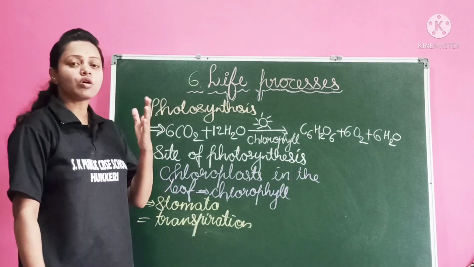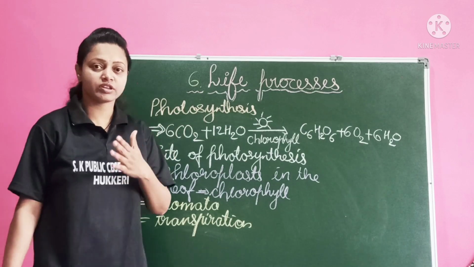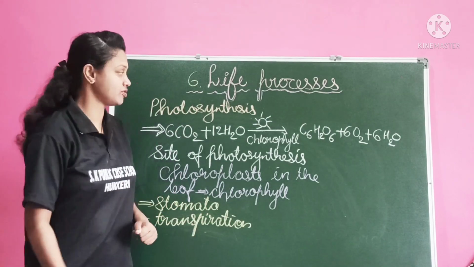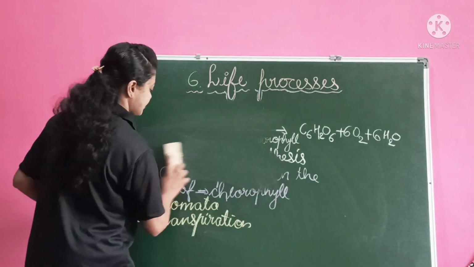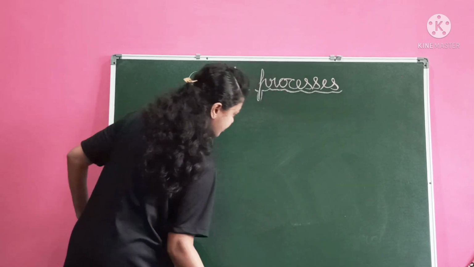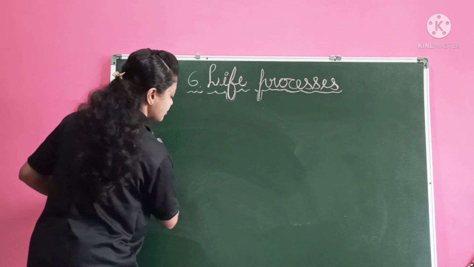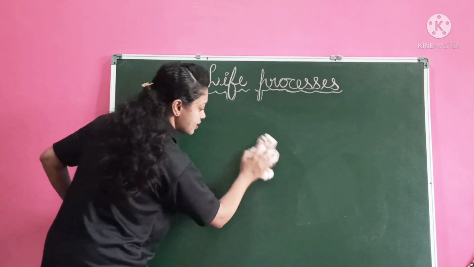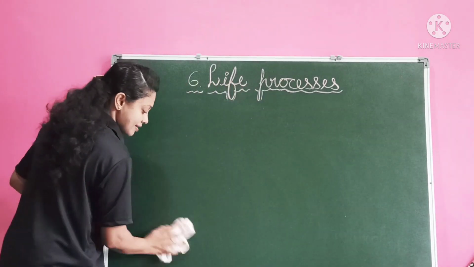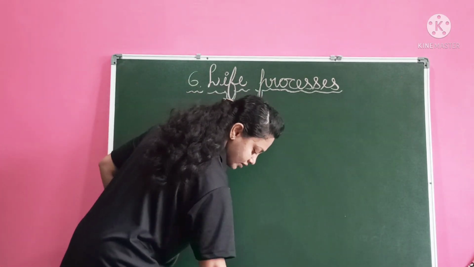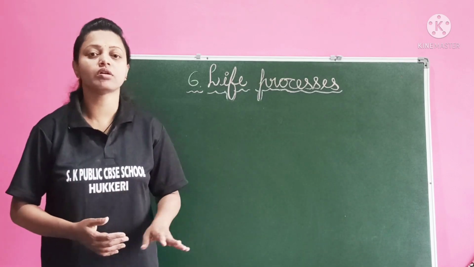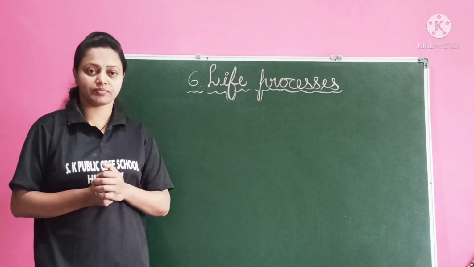So, dear students, we all know what autotrophic nutrition in plants is. Now, let's move on to heterotrophic nutrition. Let us understand more about heterotrophic nutrition. As I already said, heterotrophic nutrition is nothing but we, the animals, depend on plants and other animals for food. That type of mode of nutrition is called heterotrophic nutrition.